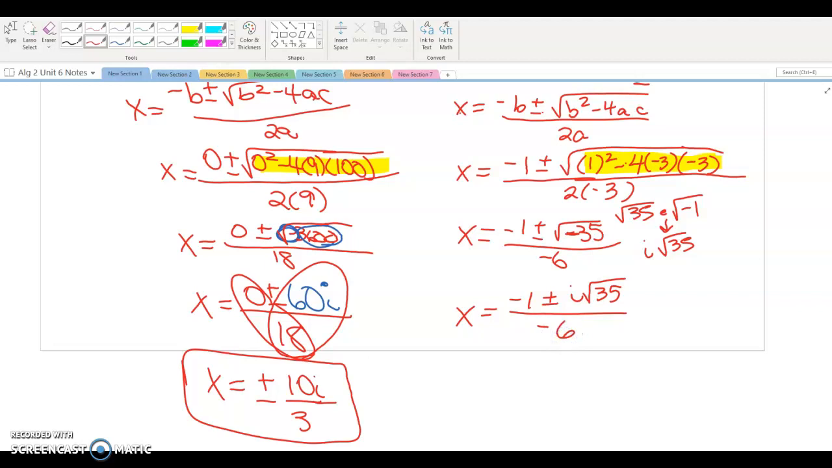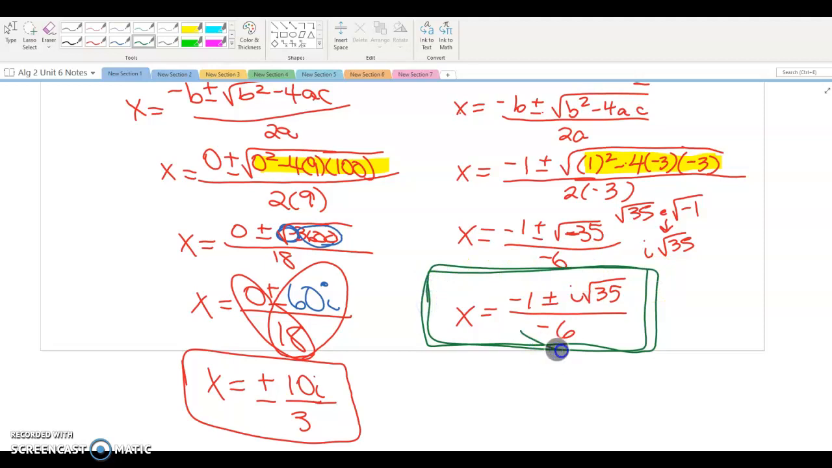Now you can leave your answer there because, as we said before, that doesn't reduce. However, there is one thing, if you did want to see if it could simplify a little bit. Because what is a negative 1 divided by negative 6? A positive 1 over 6. So it would be plus or minus I square root of 35 over negative 6.